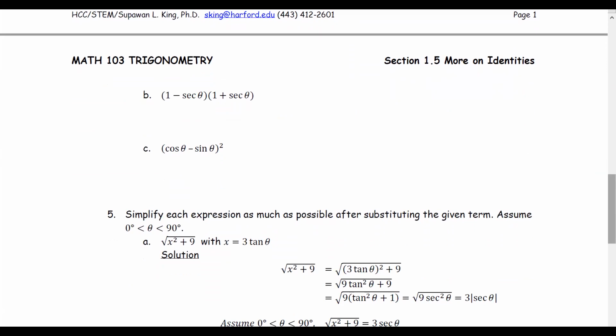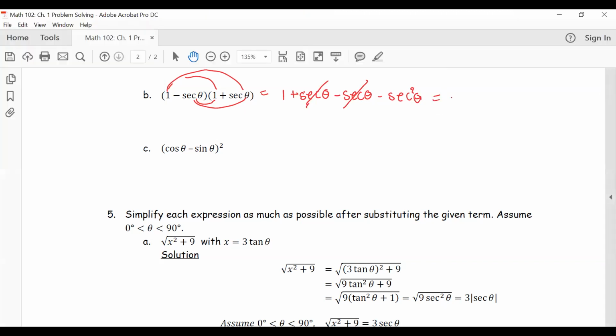Part B, multiply 1 minus secant theta and 1 plus secant theta. The first term times first term, we get 1. The outer term times the outer term, we get positive secant theta. The inner times the inner, we get negative secant theta. The last times last, we get minus secant squared theta. And combine like terms, plus secant theta minus secant theta, they cancel out. Therefore, we get 1 minus secant squared theta.